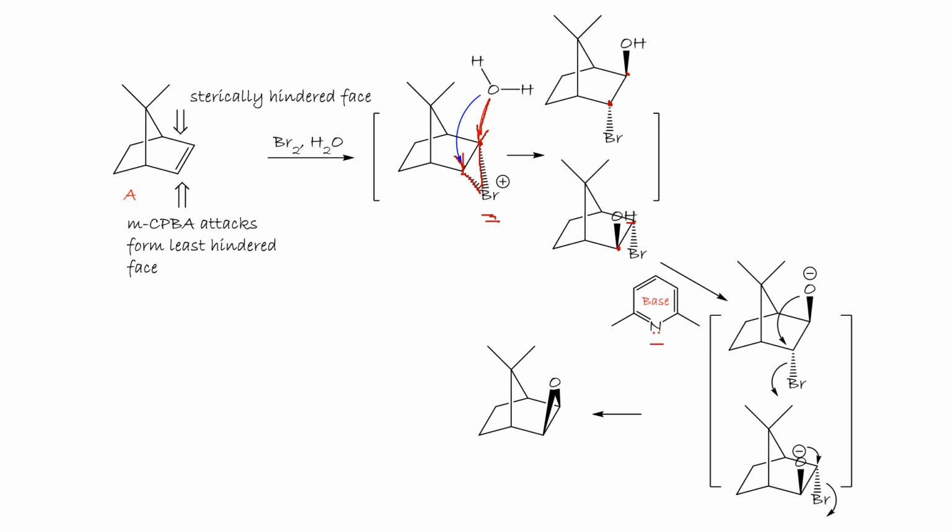When we react it with the base 2,6-dimethylpyridine, this base will abstract these hydrogens to form O-. It acts as a nucleophile and will come from the backside of the bromine, ejecting Br, the same as here. So from this mechanism, the epoxide will be this one from the top.